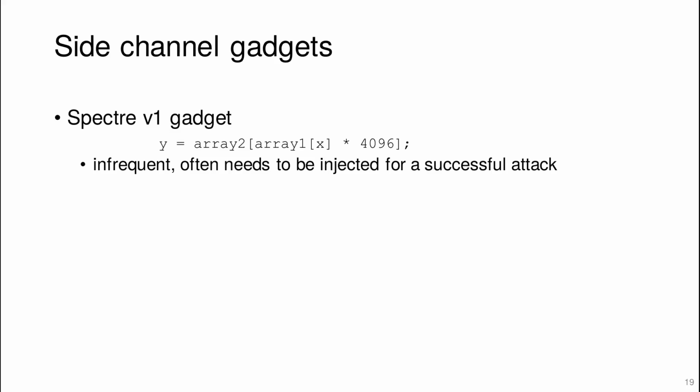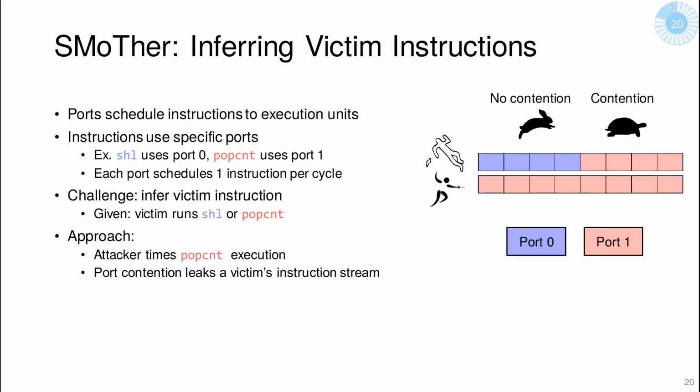This is great, but the problem with this gadget is that it turns out it's relatively infrequent in programs. In fact, in most POCs in the literature, it's assumed that the attacker can inject this or a similar gadget, either through eBPF or JavaScript or whatnot. So we investigated a very different side channel here, one that is based on port contention. So let me introduce the concept first.